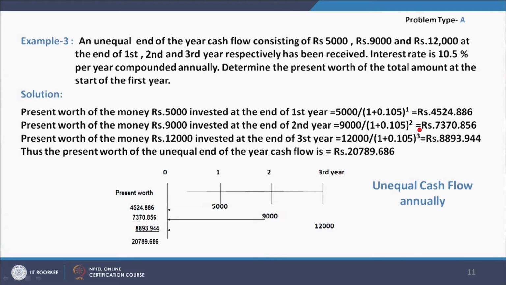So, it is 8893.944. When we sum it up it becomes 20,789.686. So, this is how the present worth of an unequal end-of-the-year cash flow can be calculated from first principles.